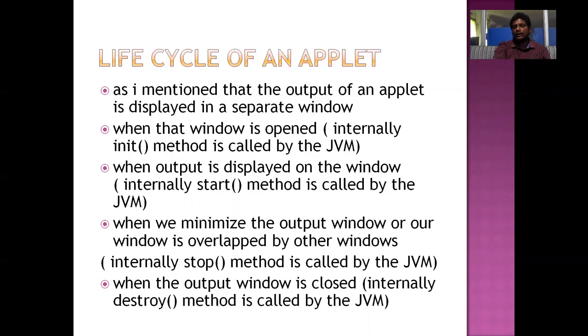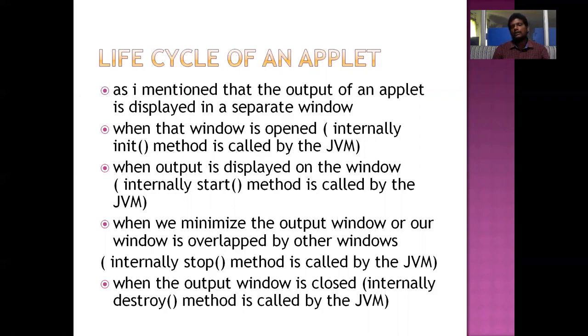This is done whenever the JVM internally calls the stop method. When that particular output window is minimized, minimization means that output on that output window will not be displayed. So whenever we click on the minimize button of that particular output window, JVM internally calls the stop method. That stop method will delete all the output on that window.